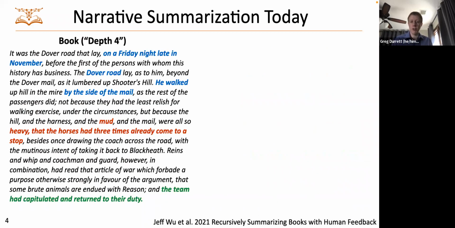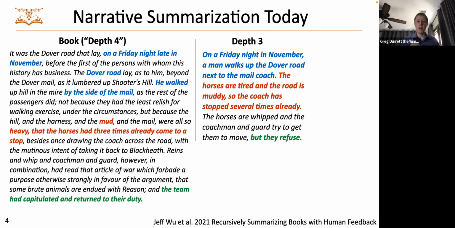Let's take a closer look at what actually happens in this summarization process. This is the raw text of the book, which OpenAI calls depth 4. And then if we put it through one layer of that summarization process, here's what we get at depth 3. So this blue sentence is a great example of the abstractive summarization capabilities of these narrative summarization models. On a Friday night in November, a man walks up the Dover Road next to the mail coach, and you can see all the pieces in the source that this is pulling together. The horses are tired and the road is muddy, so the coach has stopped several times already. This is really impressive because the input does not actually explicitly say that the horses are tired.